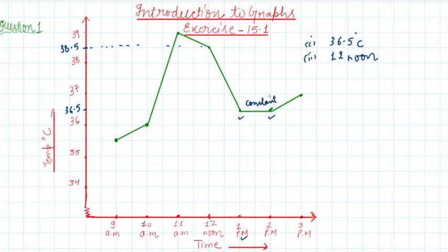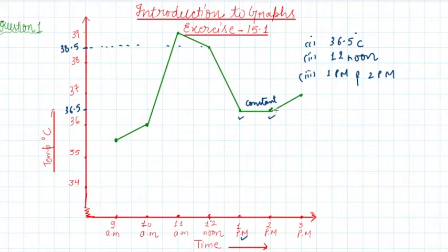Though the time is increasing from 1 p.m. to 2 p.m., there is no change in the temperature. So the question is, what were those 2 times? So those 2 times are 1 p.m. and 2 p.m. because the time is increasing but there is no change in the temperature. It is constant at that time.